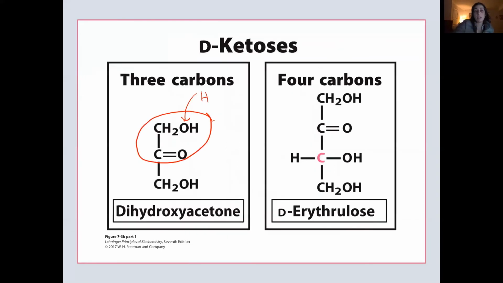Notice that ketoses have this C double bond O with a CH2OH. They will all have this whole group on their end when we look at a ketose. We've already seen one of the most simple ketoses, which is dihydroxyacetone. Here is a ketose that has 4 carbons that is particularly important, called erythrulose.